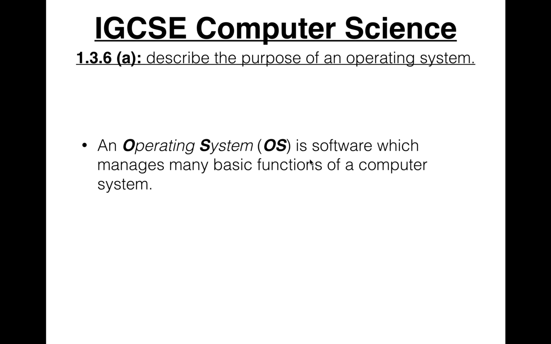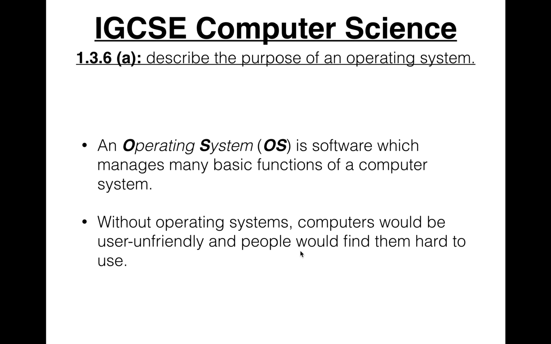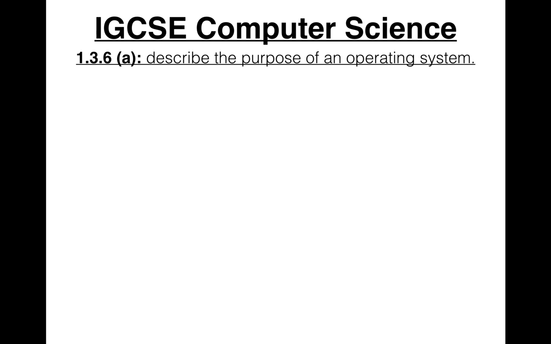Well, an operating system is software which runs in the background of a computer system and manages the basic functions. What operating systems allow you to do is communicate with the software and hardware of a computer system. So without operating systems, computers would be user unfriendly and people would find them hard to use. Now this doesn't really make sense at first, but once you see the functions, you'll get what operating systems do, and we'll also look at what the operating system does when you turn a computer on.